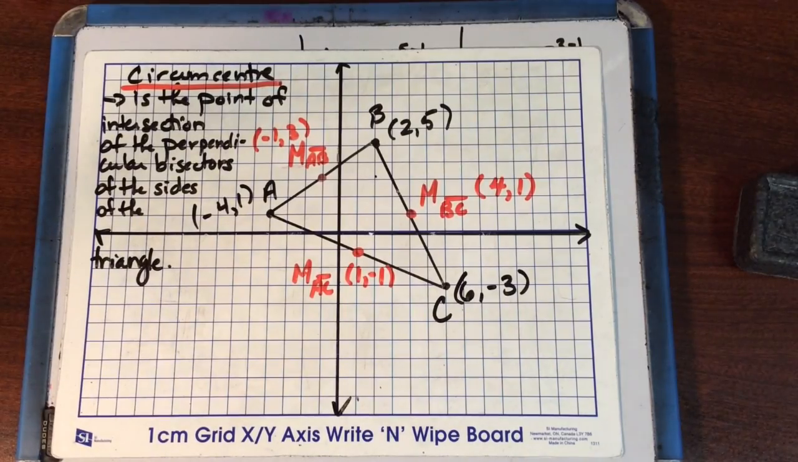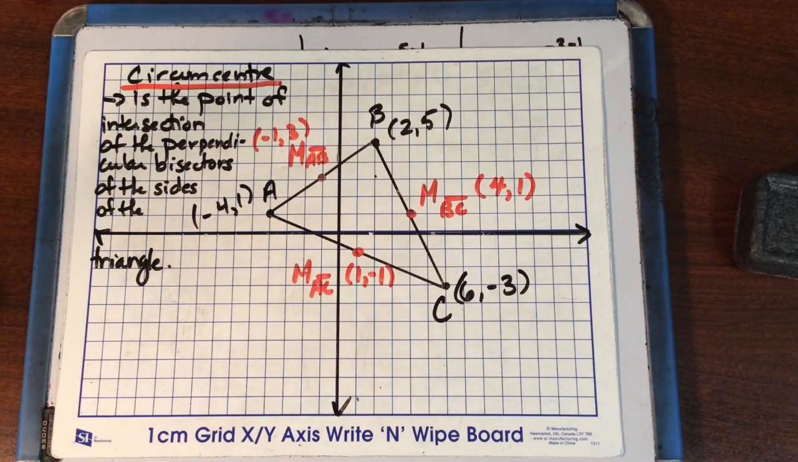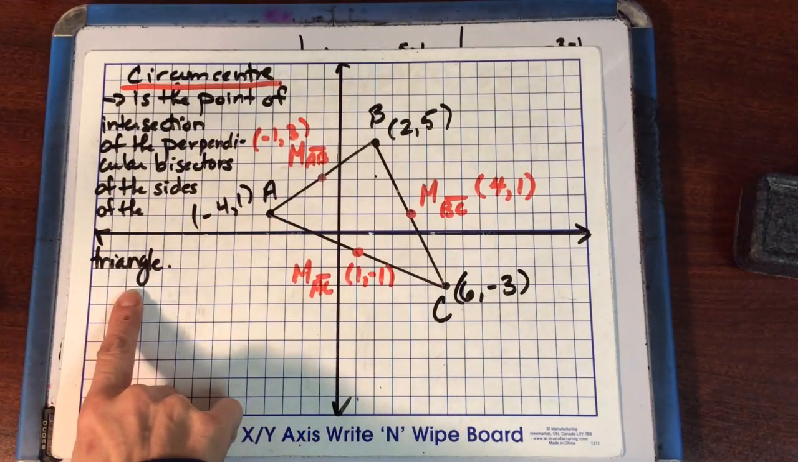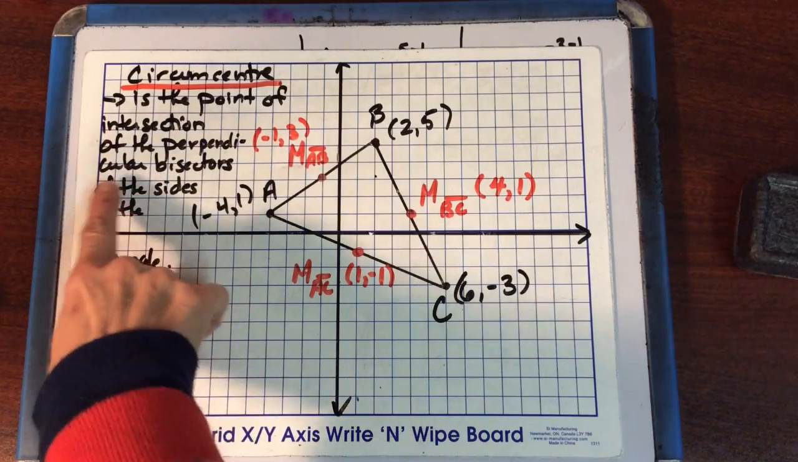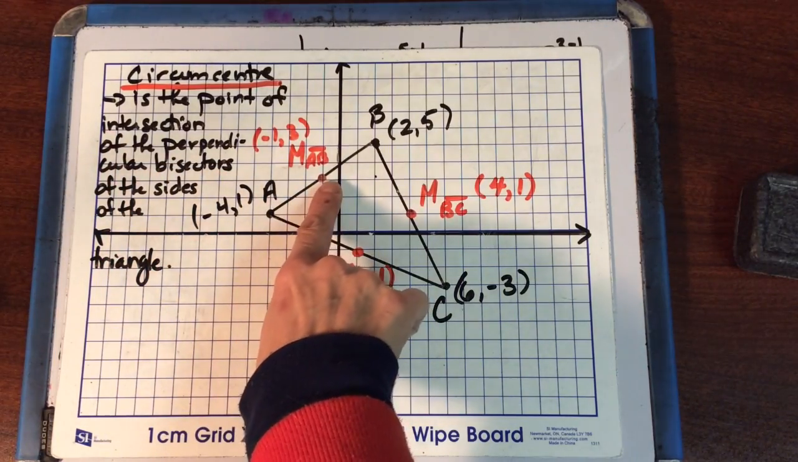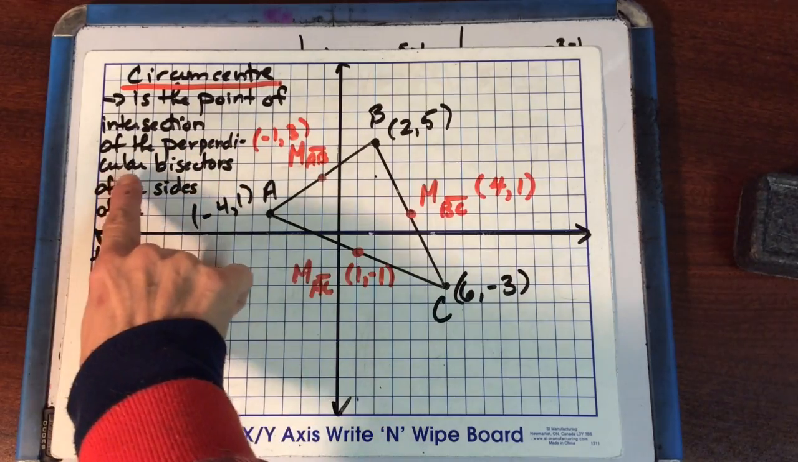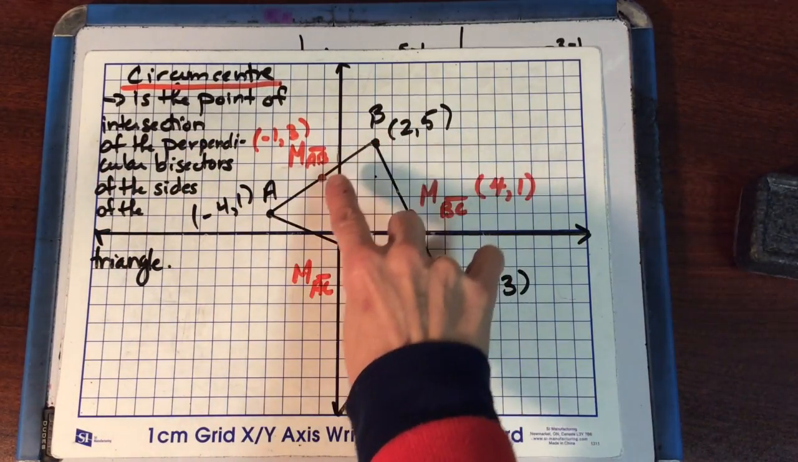Today we're going to talk about the circumcenter. The circumcenter is the point of intersection of the perpendicular bisectors of the sides of the triangle. And what does that mean? Well, when we're talking about bisectors, we're talking about the midpoints. And when we're talking about perpendicular, we're talking about the line that is perpendicular to the sides.